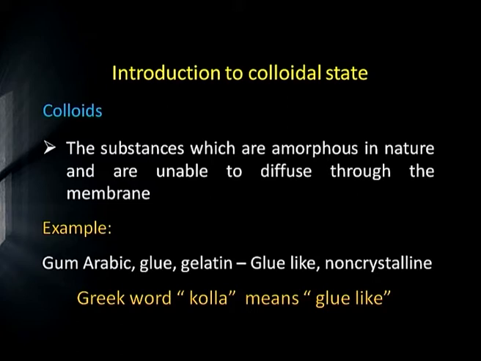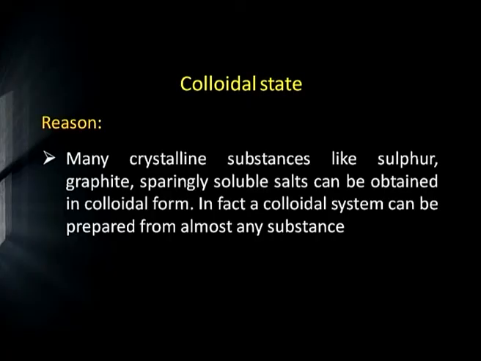How did he come to this term colloids? The Greek word kolla means glue-like, and these substances which diffused very slowly through the membrane or did not diffuse through are called colloids. So, Graham soon realized that the classification of substances as crystalloids and colloids was not correct. What made him change his mind? Because many substances which are crystalline, like sulfur, graphite, sparingly soluble salts, can be obtained in colloidal form. In fact, a colloidal system can be generated from almost any substance.